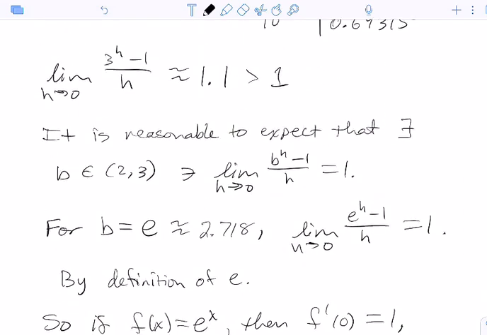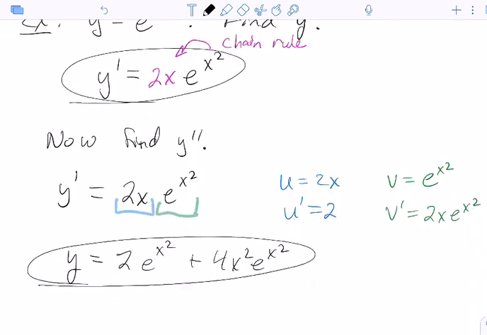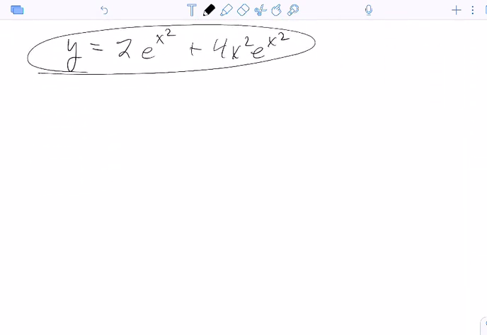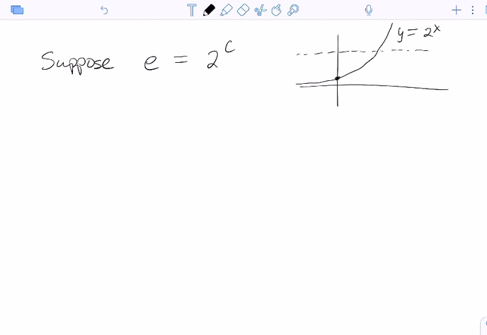Now, how do we know that Euler's number is approximately 2.718? Let's explore that, and then we'll be done with this particular video. Suppose that e can be represented as 2 to the c, some power of 2. And we know that this is possible because an exponential function is continuous, and if I have y equals 2 to the x, then we go through the point 0, 1, and at some point I'm going to cross through the value that we think is e, e being approximately 2.718. So it is reasonable that there is some input value for which 2 to the c is equal to e, some value of c, right?